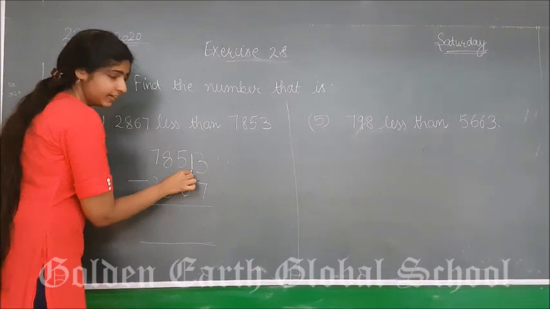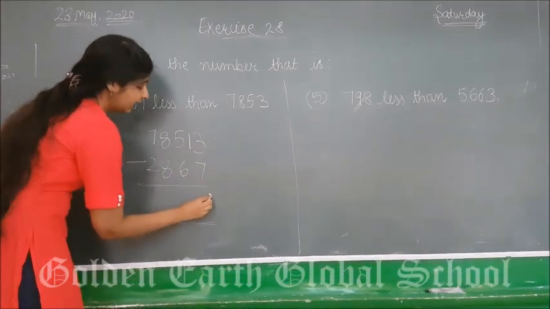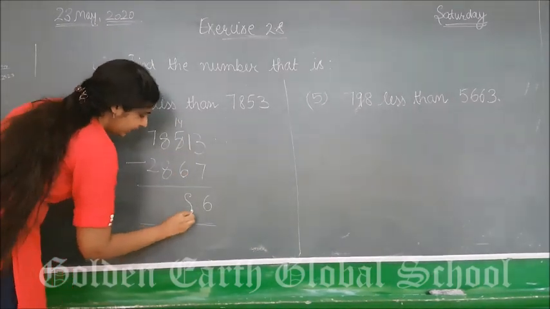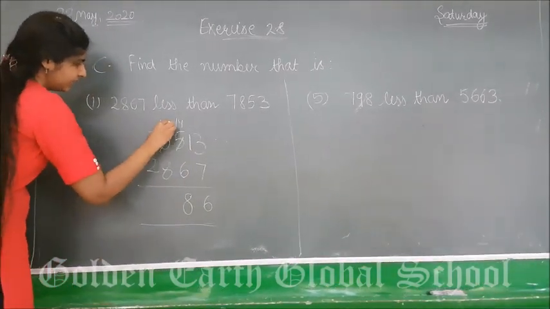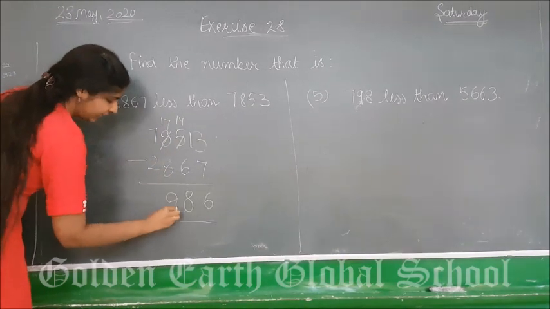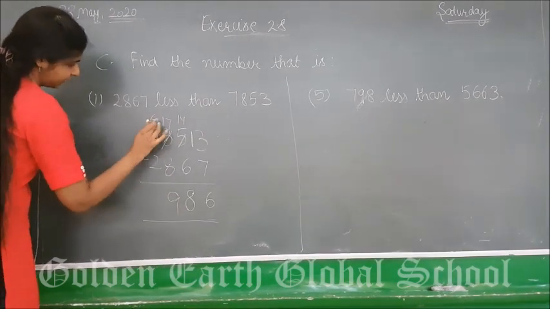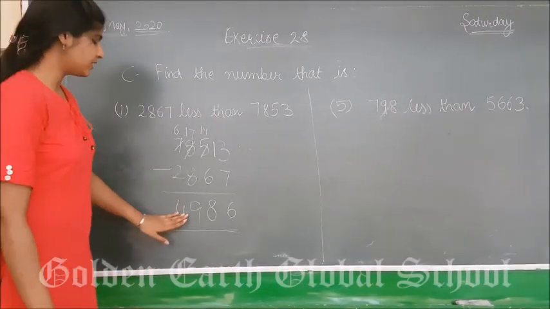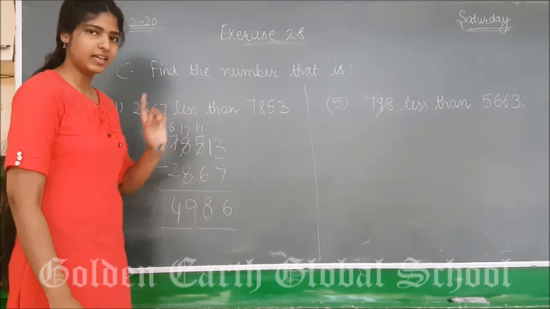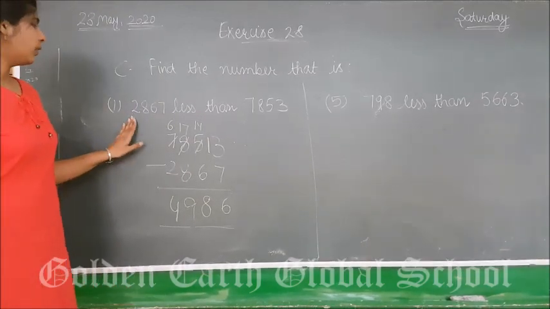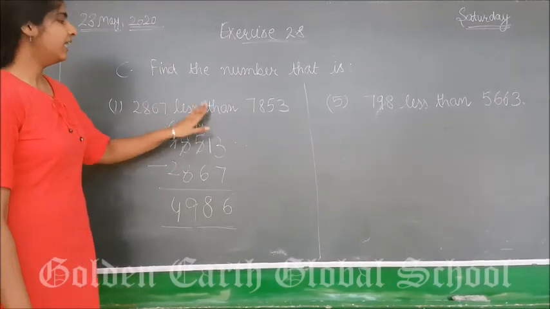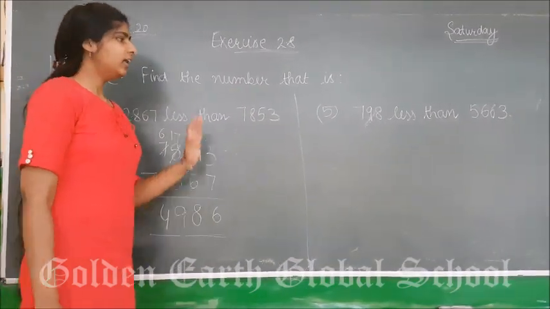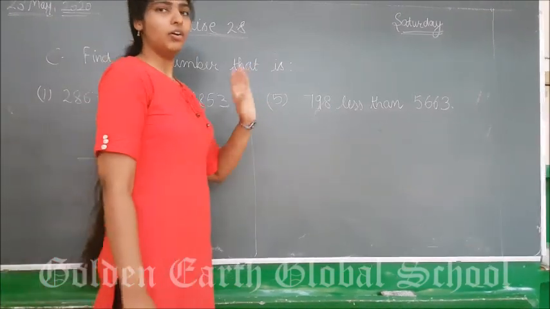So we have to carry here, 13 minus 7 is 6, 14 minus 6 is 8, 17 minus 8 is 9, 6 minus 2 is 4. So our answer is 4986 is the number which is 2867 less than 7853. Clear? Now we will do the fifth question.